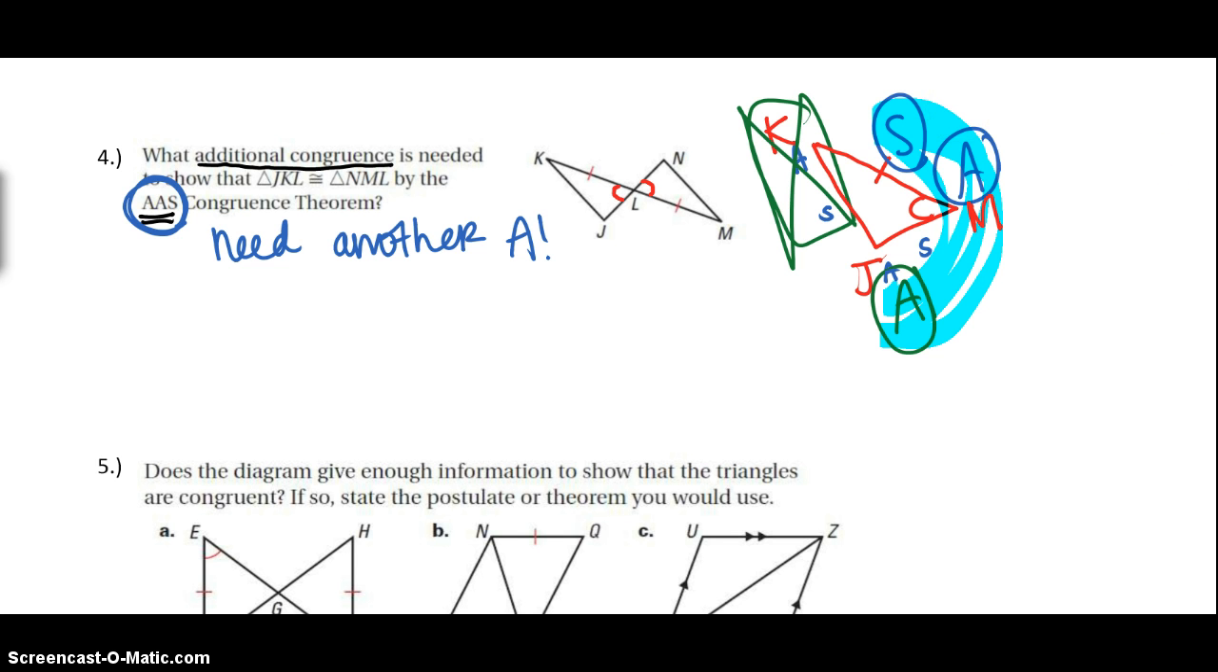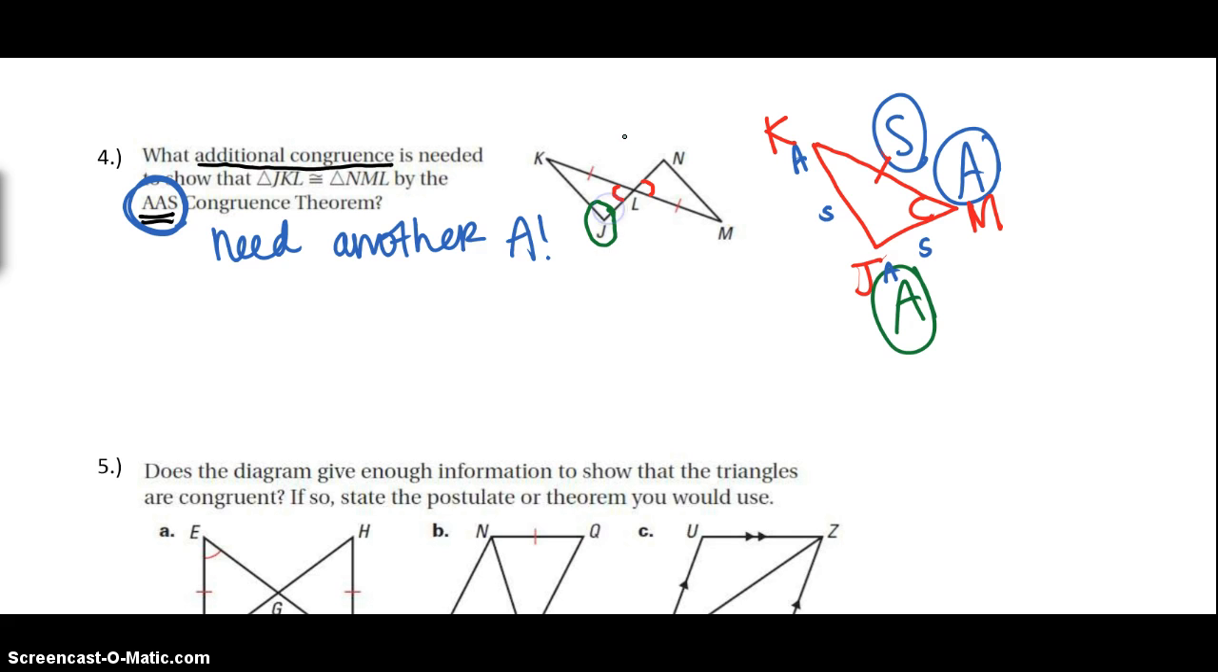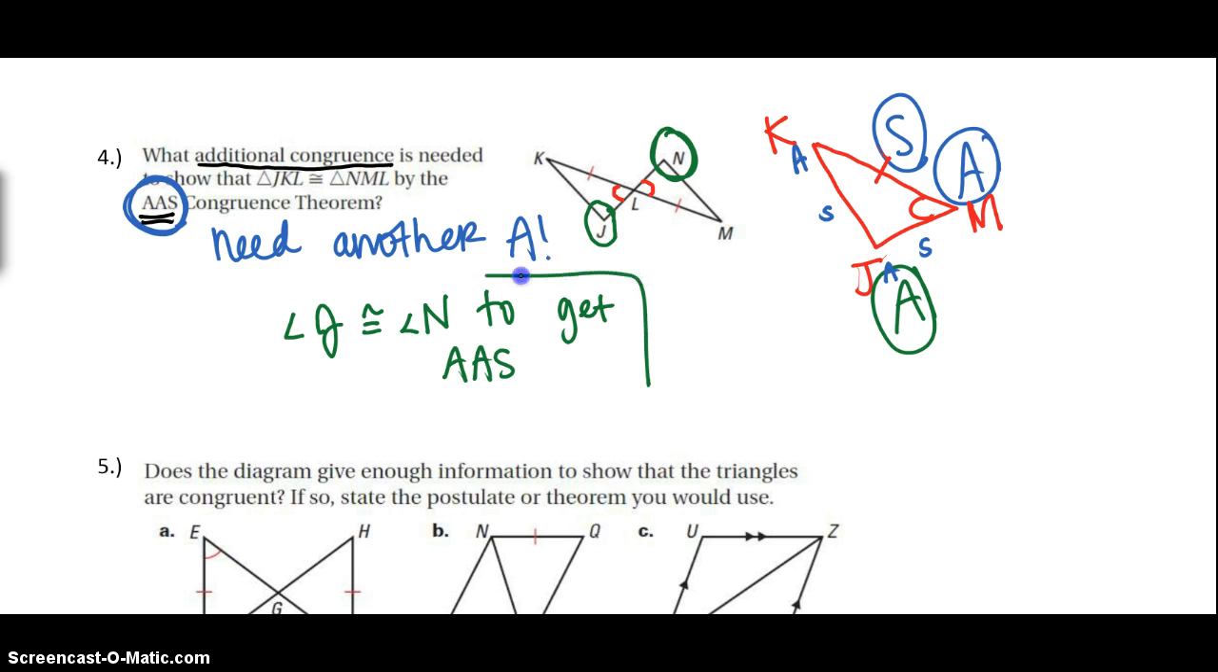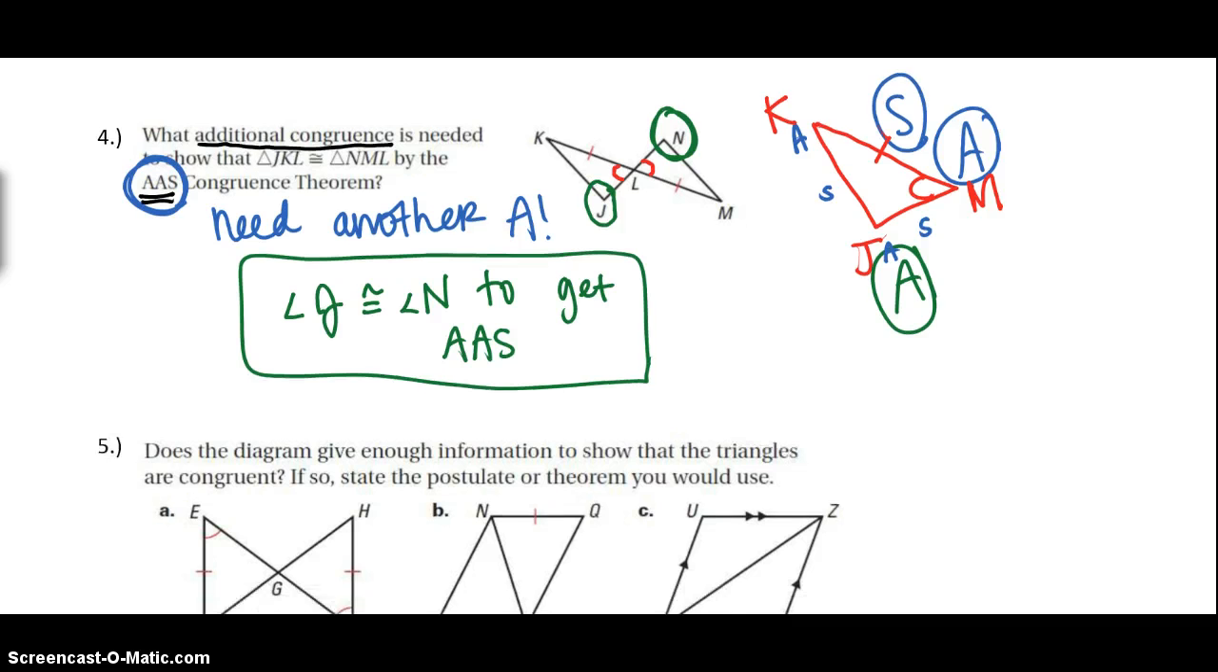Okay, so what do we mark in here? What angle did we say we needed? We said we needed angle J, right? So we said we need angle J. Now what would that have to be congruent to in the picture? Now be very careful. I call these the twisted bow ties, okay? What would angle J correspond to in your other picture? What would correspond to angle N, okay? So what do you need? You need angle J to be congruent to angle N to get angle, angle, side. Okay, you need J to be congruent to N to get angle, angle, side. All right, that's the toughest for people. You've got to think your way through it.